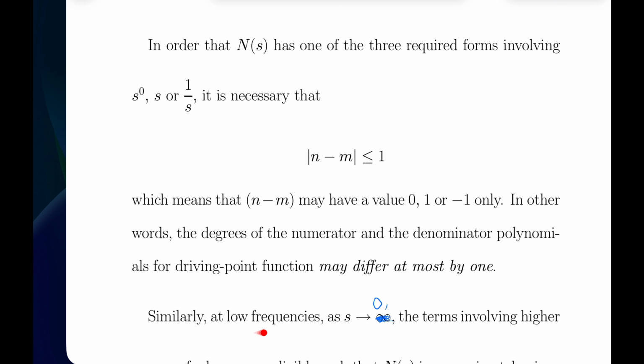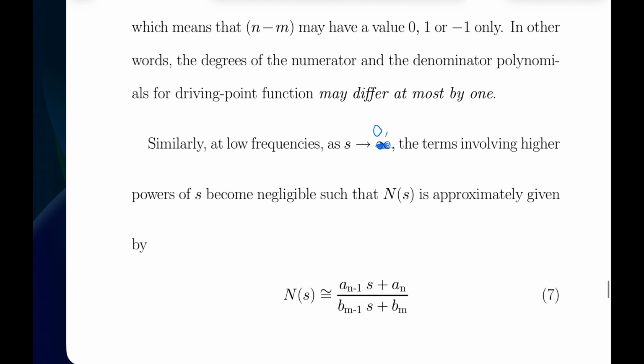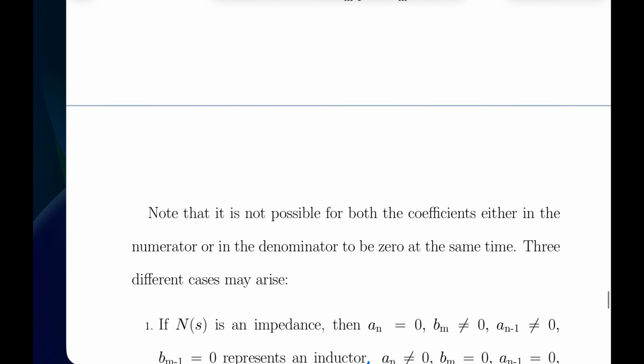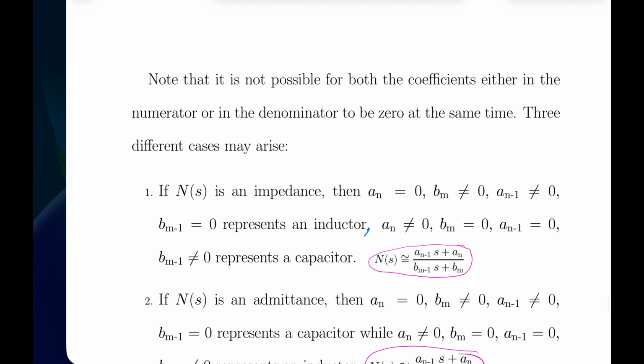Similarly, at low frequencies, as s tends to 0, the terms involving higher powers of s become negligible, such that N(s) is very nearly equal to a(n-1) s plus an upon b(m-1) s plus bm. This is equation 7. Note that it is not possible for both the coefficients, either in the numerator or in the denominator, to become 0 at all time in equation 7. If all four coefficients become 0, then N(s) will become 0. So this is not possible.